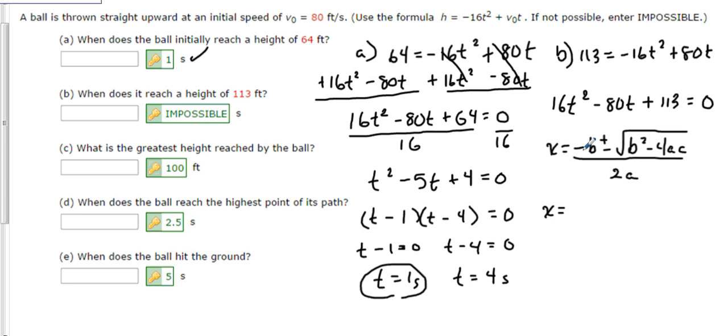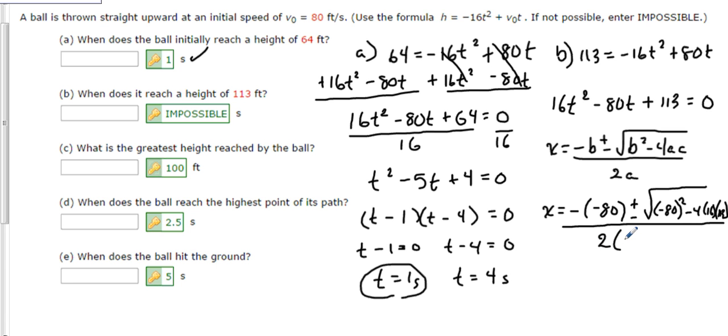X equals, remember to always write the negative term first, and I'm going to use the parentheses because we just said b is negative 80. Plus or minus the square root of b squared, so negative 80 squared, minus 4 times 16 times 113. All right, sorry for the small writing there. And this is all going to be over 2 times 16. So let's continue. X equals a negative and a negative become a positive. So we have 80 plus or minus.